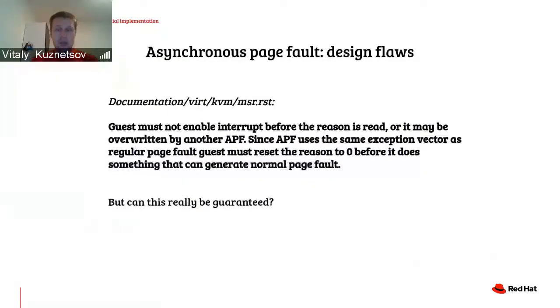So it all kind of worked for 10 years, since 2010, before people actually started looking at it closer. And the main assumption, which was well documented when this was implemented, is that the guest should actually read the shared memory structure to register the reason before any other page fault, even any other real page fault, can happen. And this should be guaranteed, but can it actually be guaranteed?